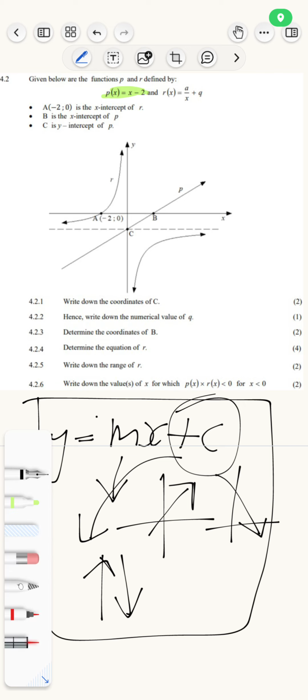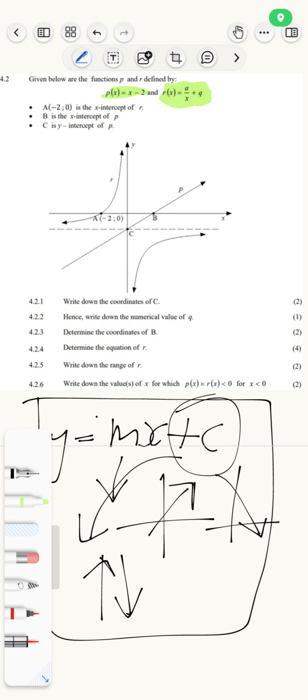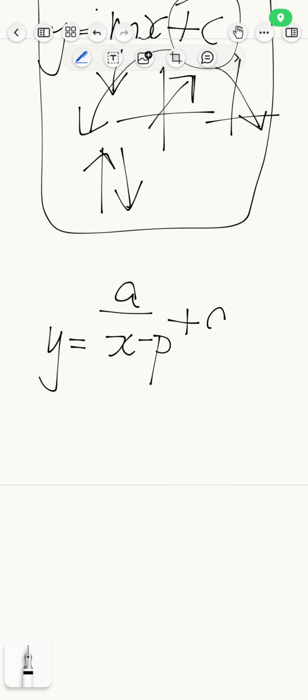The second equation that we see there is this one, r, and r is equal to a over x plus q. So some unknowns that we're going to have to find out, I'm sure, but what you should recognize is that that equation is the equation of your hyperbola. So you have y equals a over x minus p plus q. That's your general equation for the equation of a hyperbola.